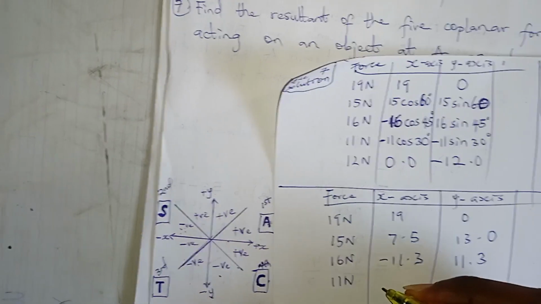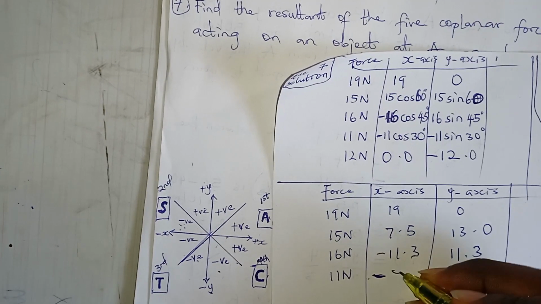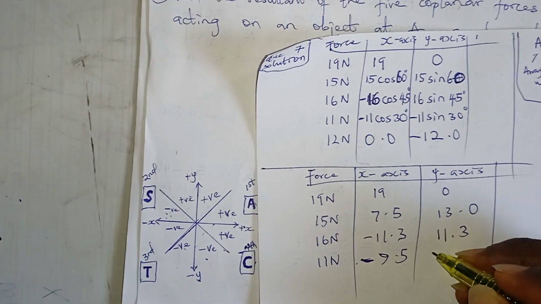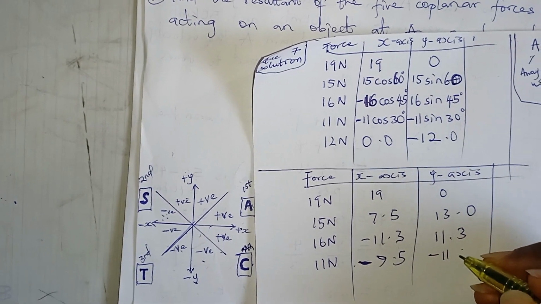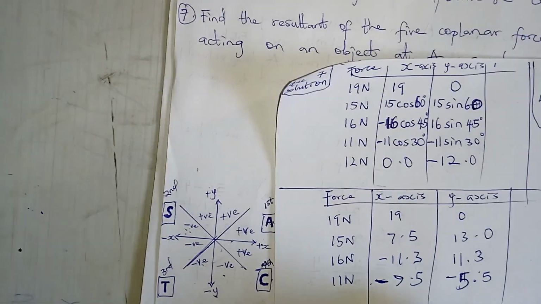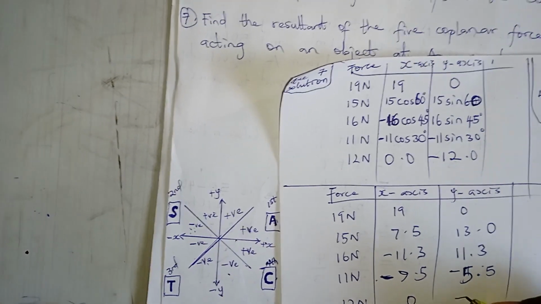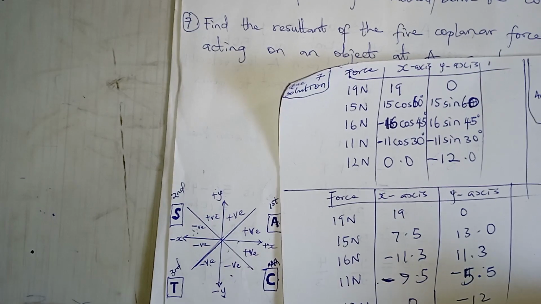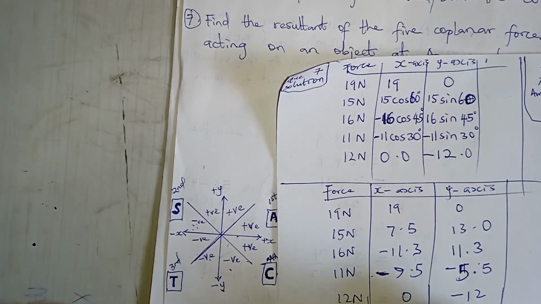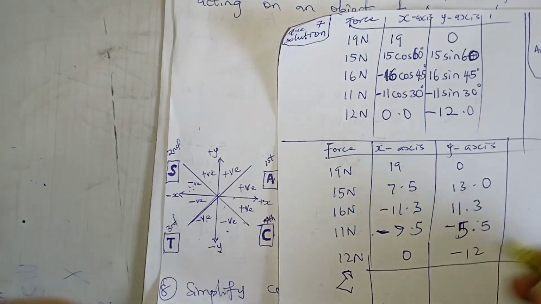Now 11 Newton will give me minus 11 cos 30, which is minus 9.5, and minus 11 sin 30 will give me minus 5.5. Then the last one is 12 Newton, which is 0 down here and minus 12. So once you get this, you need to get the summation, or you say the resultant of these forces, everything.